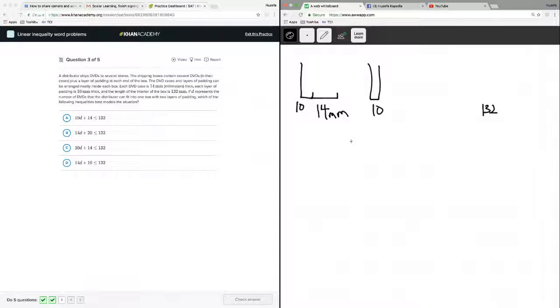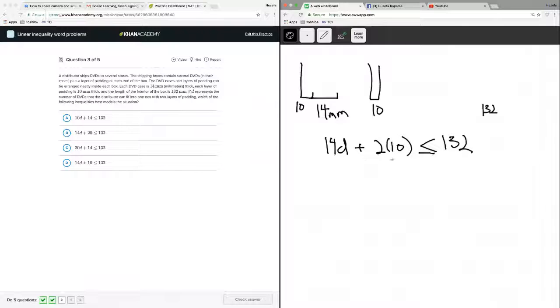Well, I'm thinking then D is going to be multiplied by 14, right? Because 14 is the length of each DVD. And then for the length of each of these guys, 10 and 10, we could say 2 times 10. And then it says the length of the interior of the box is 132. So this whole thing has to be less than or equal to, at the very most, 132. If it fits exactly, and we're trying to find the absolute max, we could have just equal, but this is an inequality, so let's keep it like this.